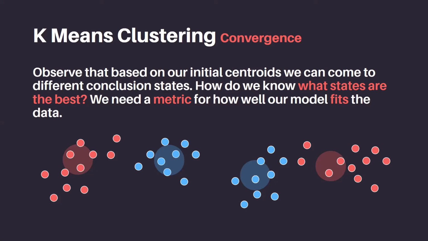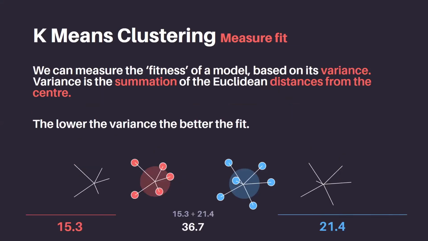As you can see on the left, this model started with a different configuration for initial centroids, and the model on the right started with different initial centroids, and they've reached two totally different groups. Okay, how do we know which model is better? We can measure the fitness of a model based on its variance.